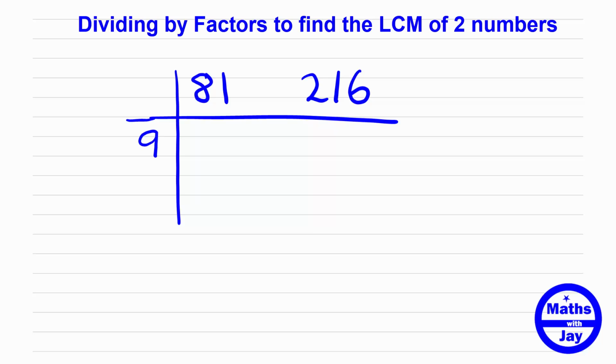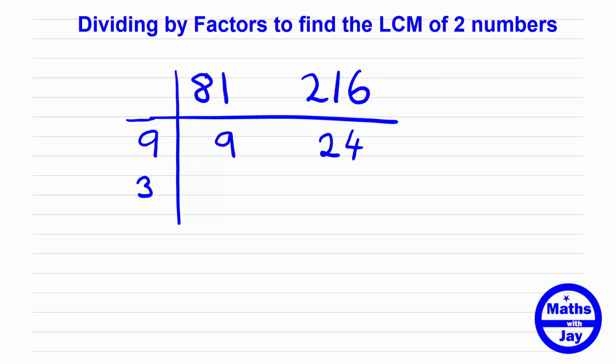So 9 into 81 goes 9 times. 9 into 216, well, 9 into 21 is 2, and that has a remainder of 3. So 9 into 36 goes 4. So we've got 9 and 24. And unlike the last example, we're not stopping here because 9 and 24 have a common factor. And we can now see that that common factor is 3.